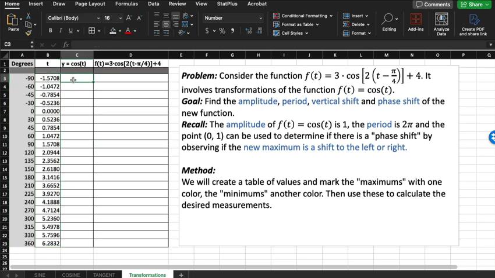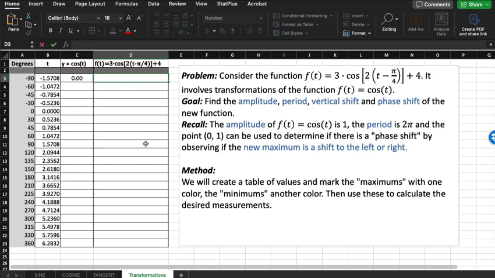Let's then type in our functions here. So in column C, I'm going to type equals and then cosine, parenthesis, and then the quantity that's in B3. Close parenthesis, just hit enter on that, and we get the number 0 because cosine of -90 is 0.